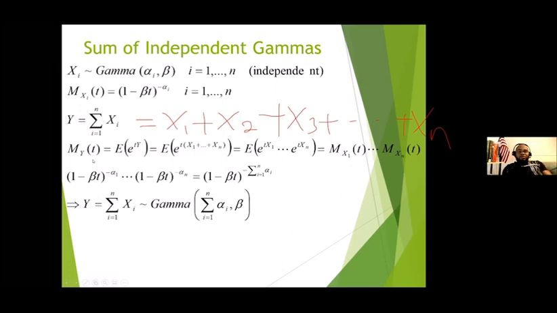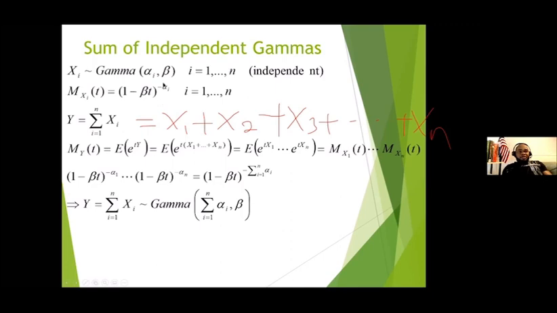Now, because of that, your Y is going to be X1 up to Xn. Look at that. And this is the same thing as this, and it's actually going to be the product of the moment generating function of each of the variables. According to the law that I showed you the other time, the moment generating function of the sum of random variables is actually the product of the respective moment generating functions.